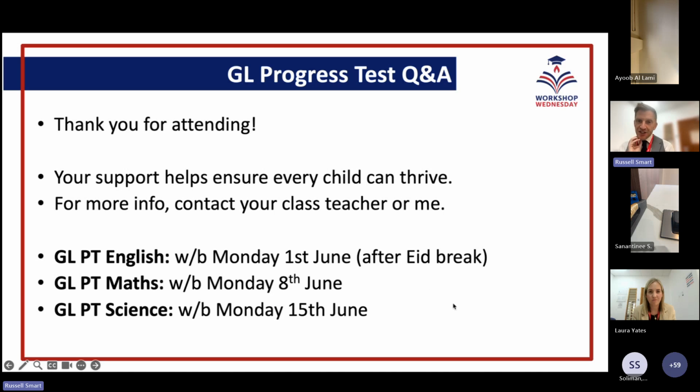So we're going to take some questions for GL progress tests as well. There've been quite a few questions already about sharing dates with you. The weeks that the GL progress tests are happening are in front of you on the screen, and it'll be happening at some point that week for each of the children. So everyone, years 4, 5, and 6, will do the English during that particular week beginning the 1st of June. I'll see if we can communicate with you the specific day that your child's class will be doing it.